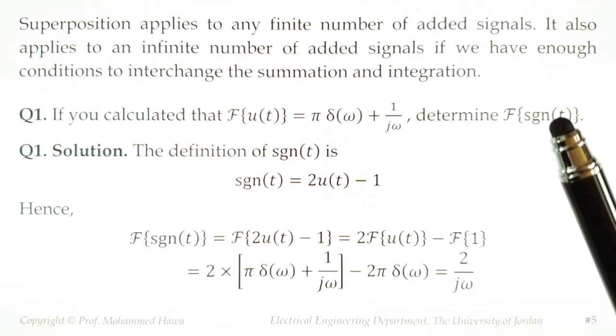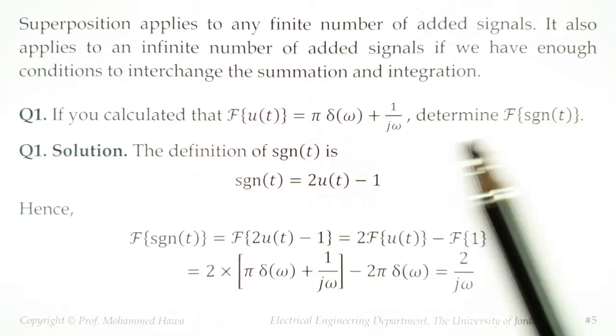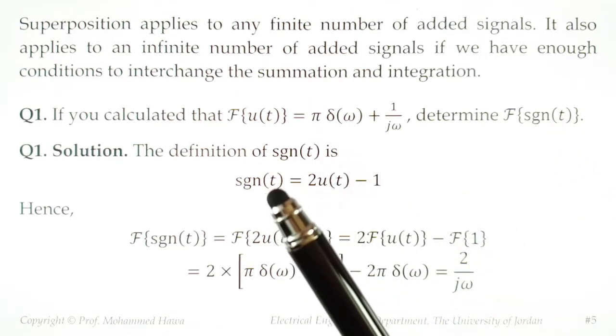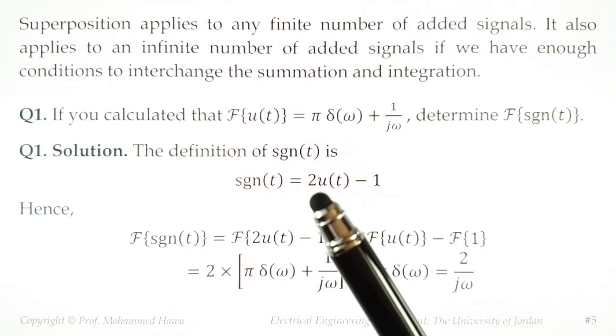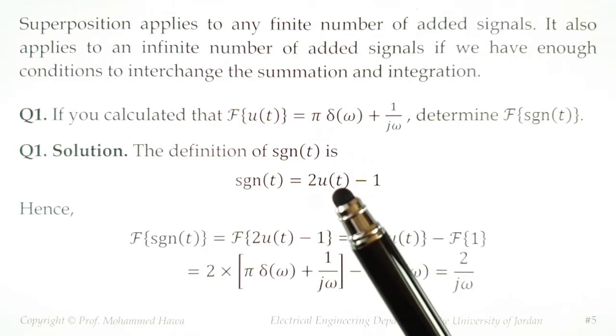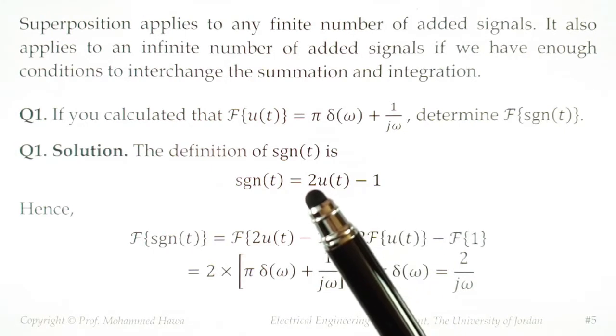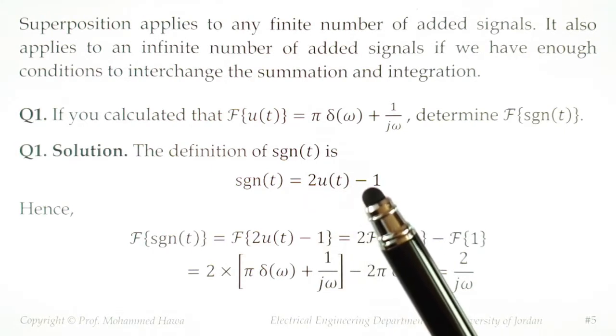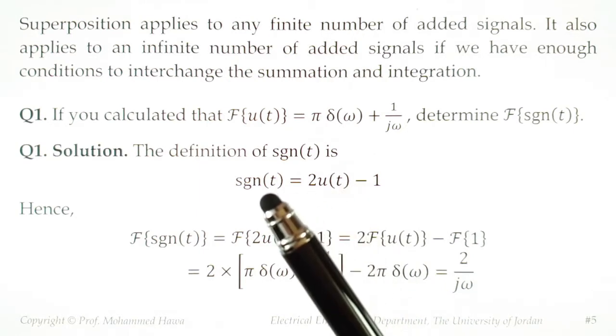If you use Fourier transform properties, you do not need to do any integration, because the signum function sign of t can be written in terms of the unit step function as 2u of t minus 1. Please try to draw u of t, scale it by a factor of 2, and then subtract 1. You're going to get the sign function.